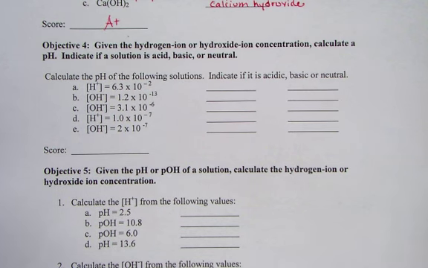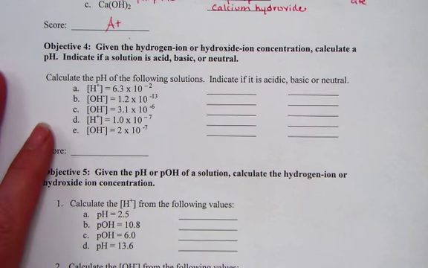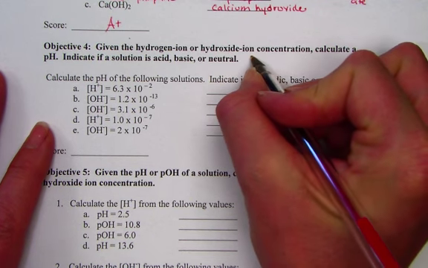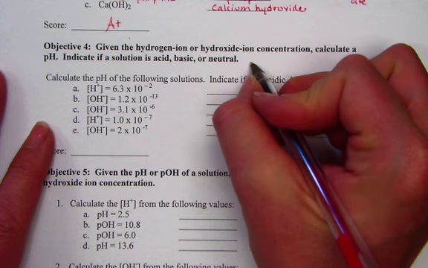Our fourth objective on practice test B. Given the hydrogen ion or hydroxide ion concentration, we're being asked to calculate the pH. We'll also need to know if the solution is acidic, basic, or neutral. This has us remember some relationships between the hydroxide and the hydrogen ion.